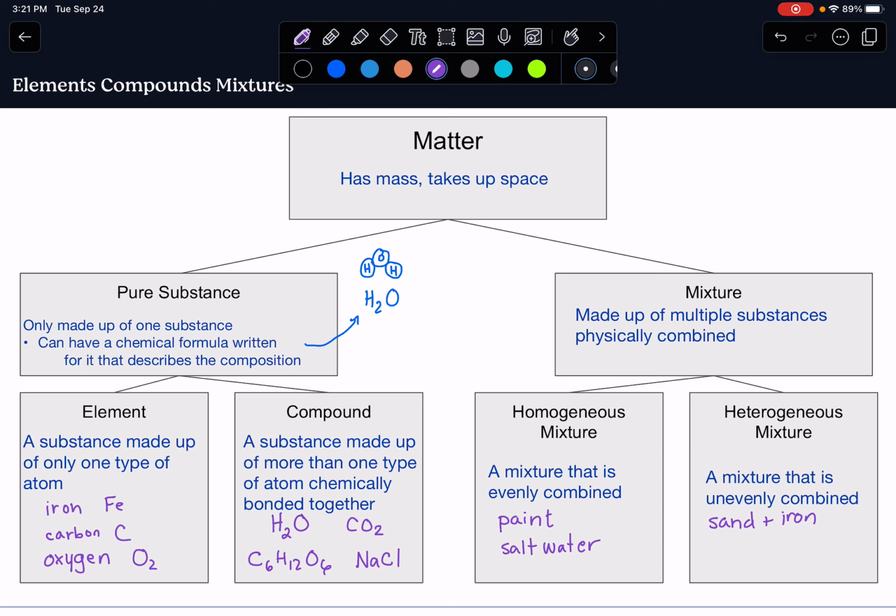You can separate the different components of paint. You can boil away the water from the salt to separate the salt in the water. And you can use a magnet to separate the iron from the sand. But these can be separated, which is what makes them mixtures instead of pure substances.